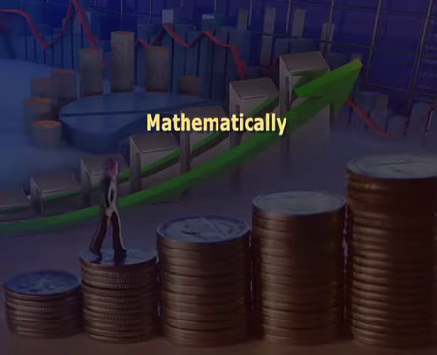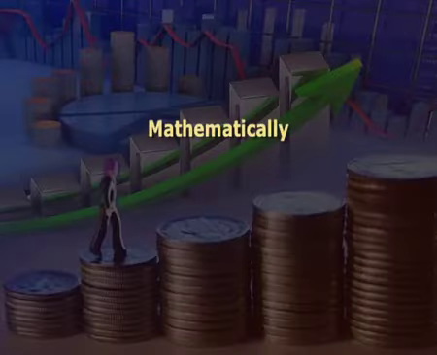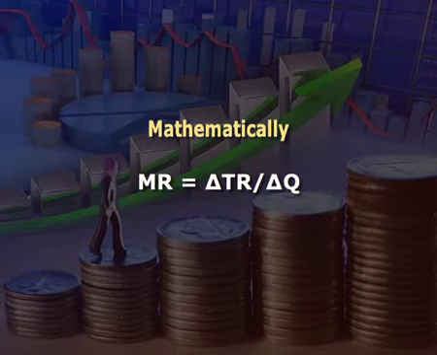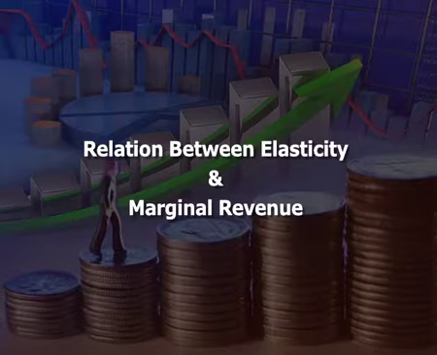In mathematical terms, E is equal to change in Q divided by change in P multiplied by P by Q, while marginal revenue is defined as change in total revenue due to 1 unit change in quantity. In mathematical terms, MR is equal to delta TR by delta Q. Now we know what elasticity and marginal revenue are. Then, let's discuss the relationship between them.